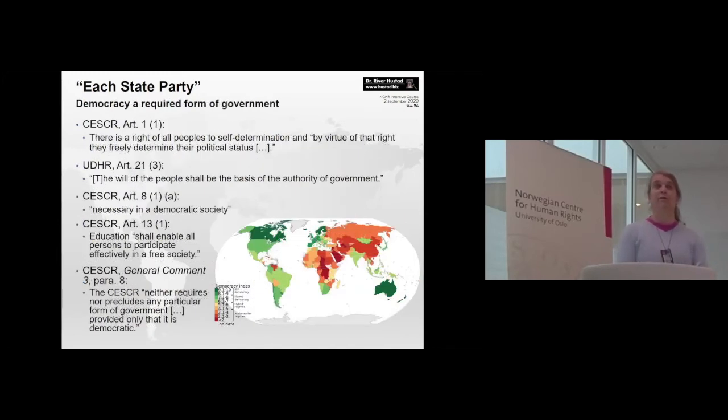And when I mentioned that democracy is a required form of government, that is the only requirement of a state, where it says each state party, that there must be democracy. And we don't have time to get into democracy. That would be a whole other lecture, a whole other semester actually, on the right to democracy.